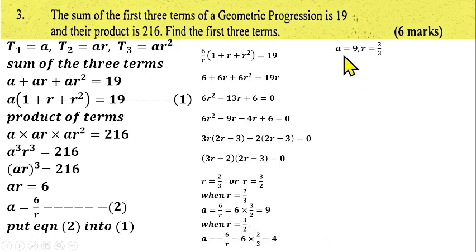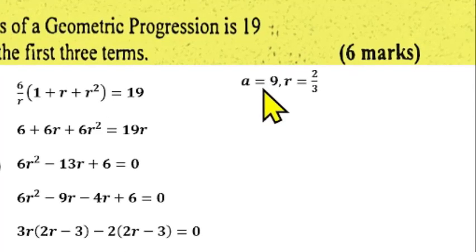So knowing this now, that when our a is 9, our r is 2 over 3. Then the question asks us to find the first 3 terms. So the first term will be 9. So the first term of the sequence is 9.